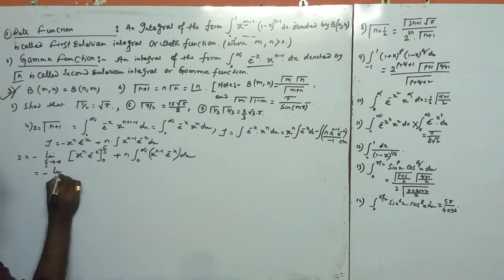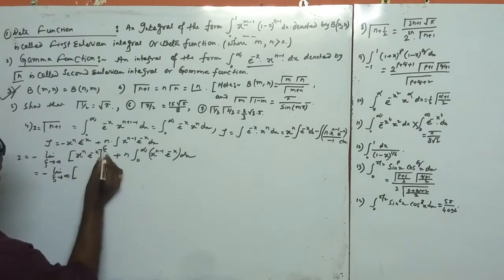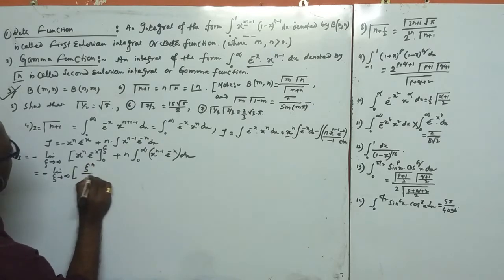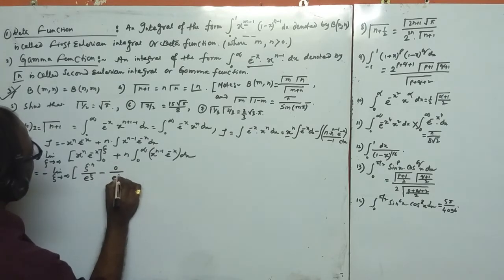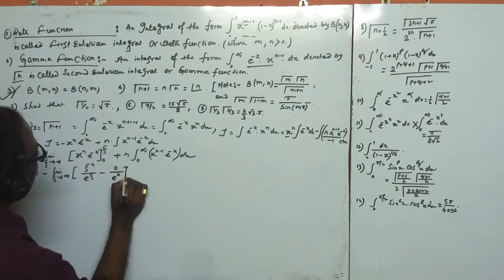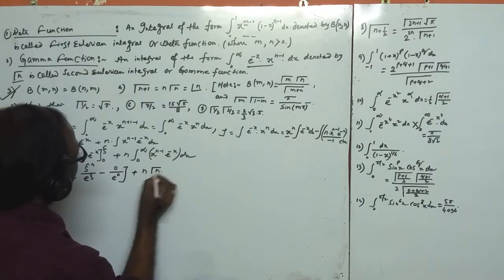minus the limit as x tends to infinity, put the upper limit in x to the power n by e to the power x, minus the value at 0, and plus n into gamma n.